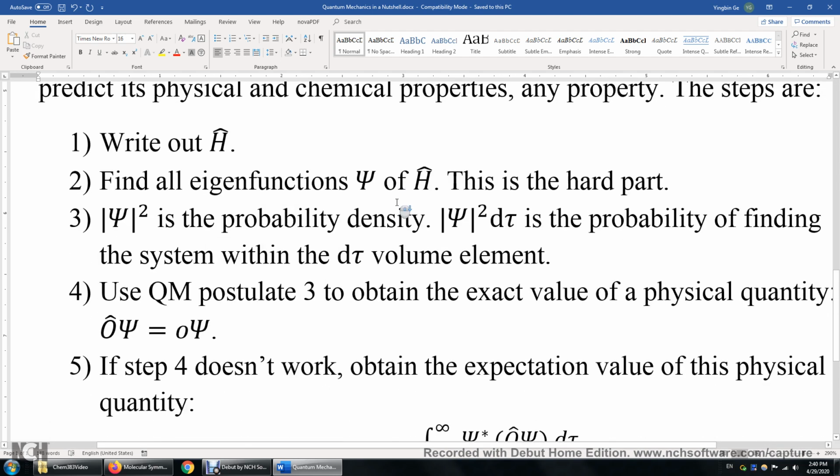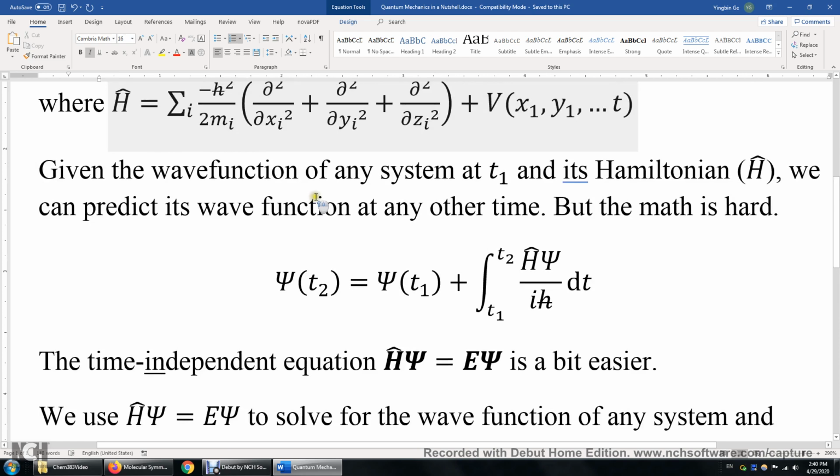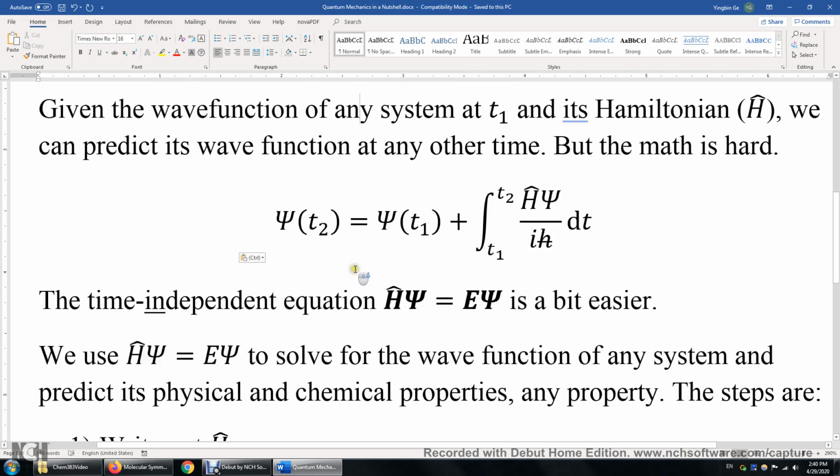There are 5 steps. First, write out the energy operator. Again, the energy operator takes this format. You have the kinetic energies of all particles plus the potential energy, which depends on the positions of all particles. There's only one change in the time-independent Schrödinger equation. V does not depend on time. So we need to delete this time in the time-independent Schrödinger equation.